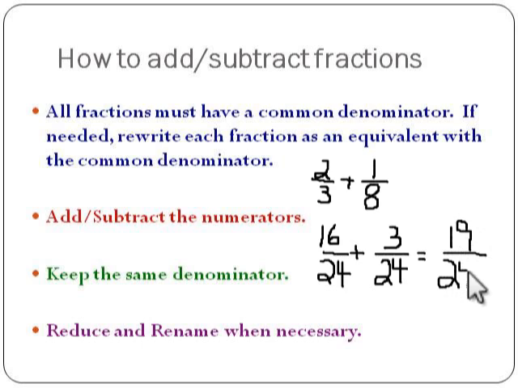And then we check whether or not we need to reduce or rename. Here's where our divisibility tests come in handy, because you can use your divisibility tests if you're not sure if they have a common factor. 19 happens to be a prime number, so unless 19 is a factor of 24, the only factor they're going to have in common is 1. So there is no reducing here. 19/24 would be our answer.